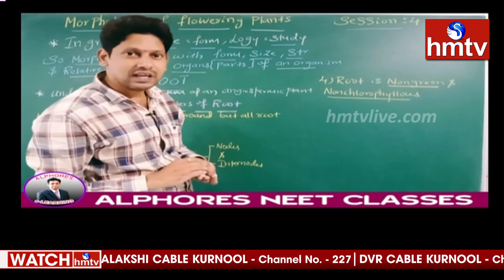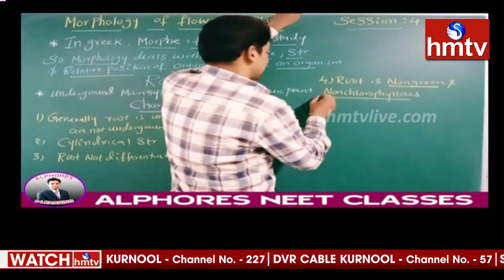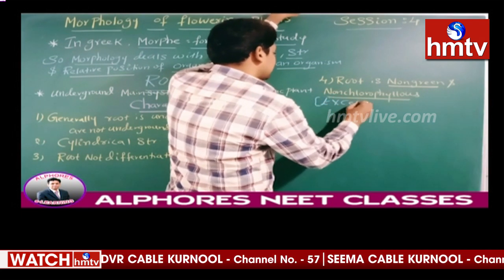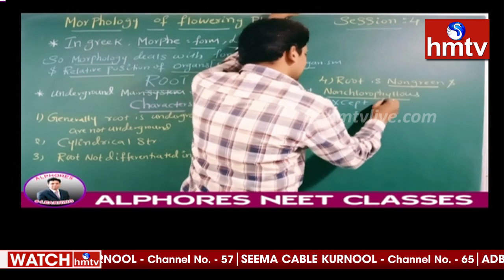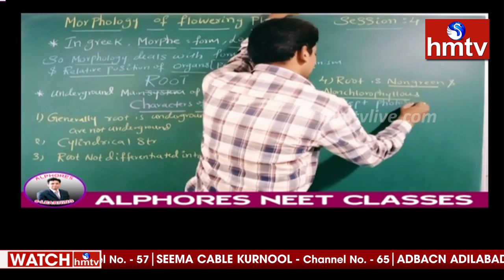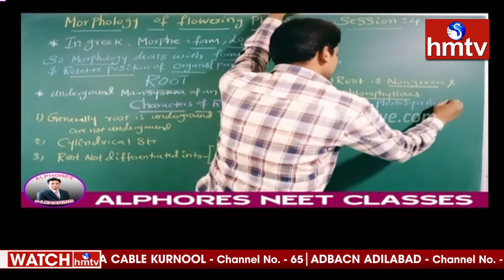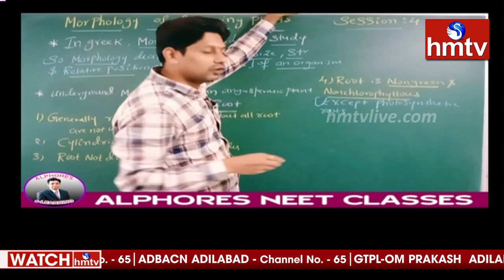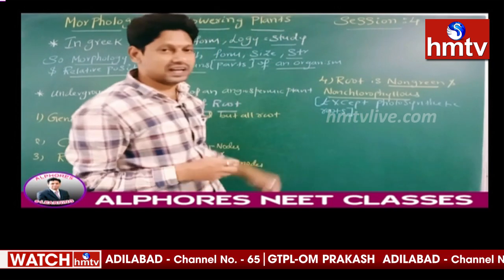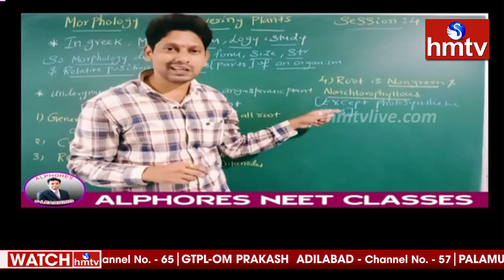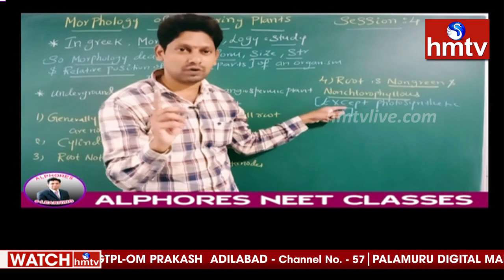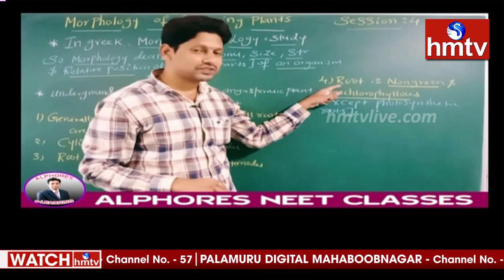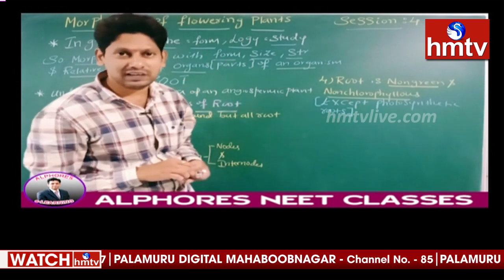Except photosynthetic roots. What does it mean? It means photosynthetic roots are green in color and photosynthetic roots are chlorophyllous. Therefore except photosynthetic roots, generally roots are non-green and non-chlorophyllous, right?